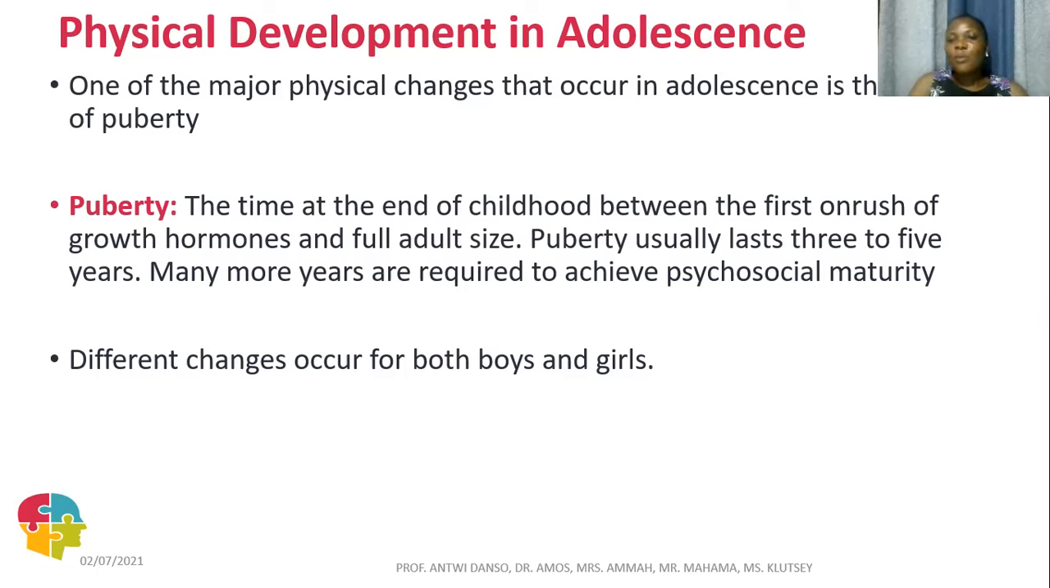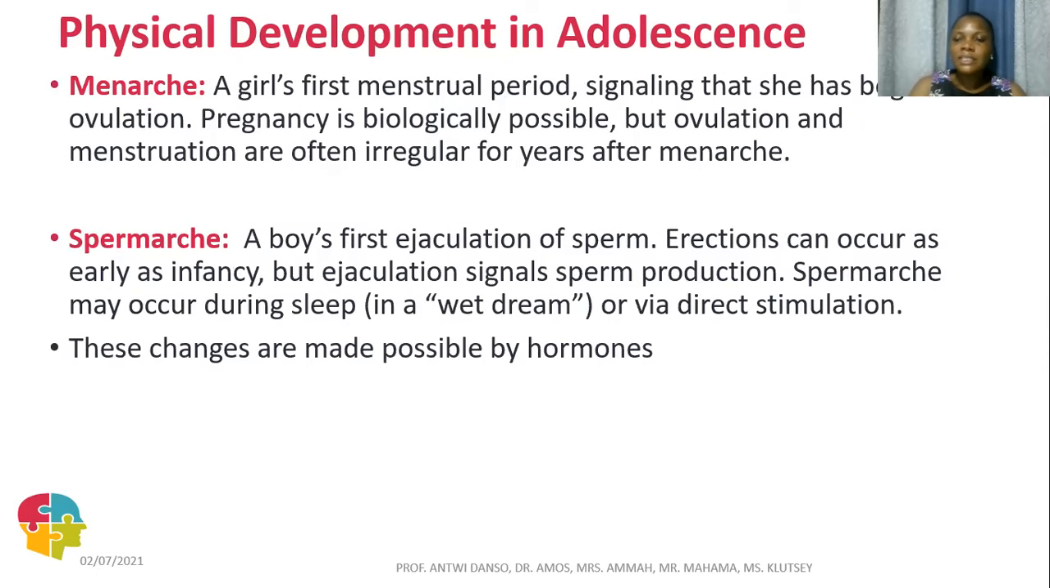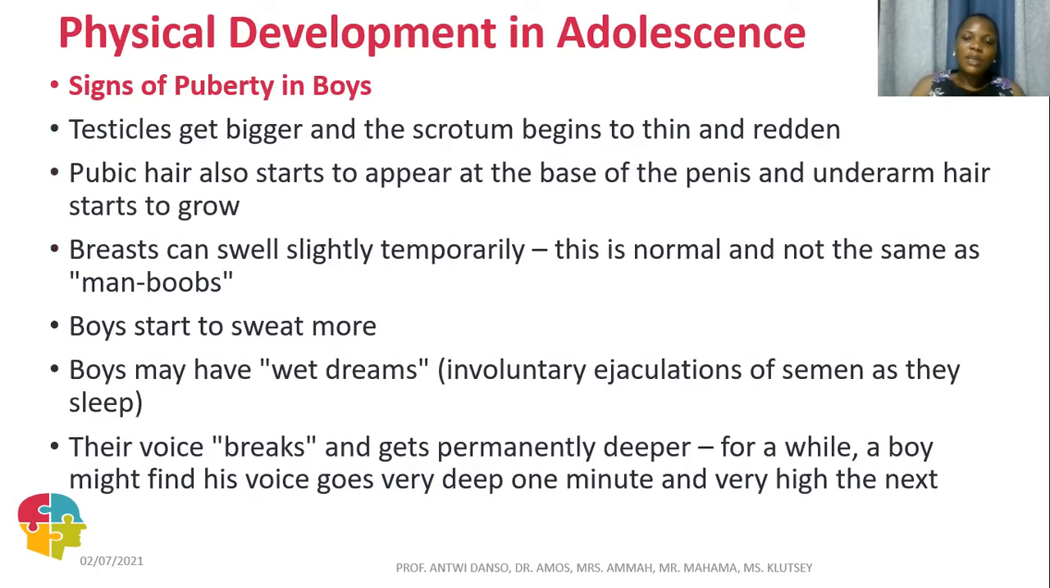Different changes occur for both boys and girls, so let's look at what some of these changes are. The ladies have what we call the menarche, that is their first menstrual period, which signals that they have begun ovulation and they can bear children or become pregnant. In males, we have what we call spermarche, their first ejaculation or release of sperm. As I said, erections can occur in children, but once they start having ejaculation, it means sperm production has begun. Spermarche can occur while the person is dreaming or asleep. It is natural. We call it wet dreams, or it can occur through direct stimulation. These changes are made possible by male and female hormones. In females, we have estrogen, and in males, we have progesterone. These are some of the hormones that are responsible.